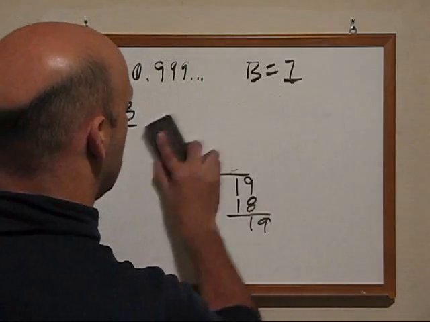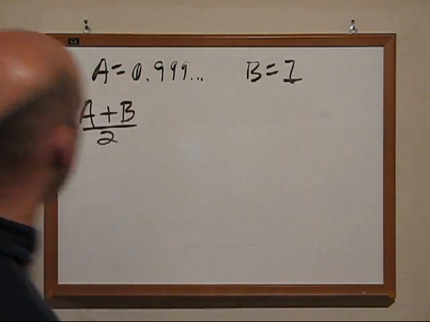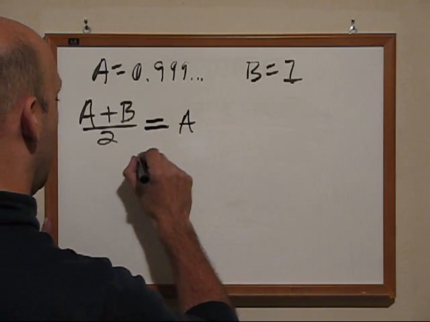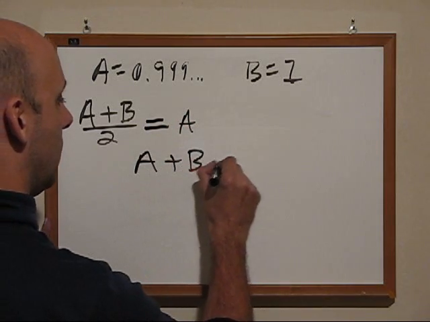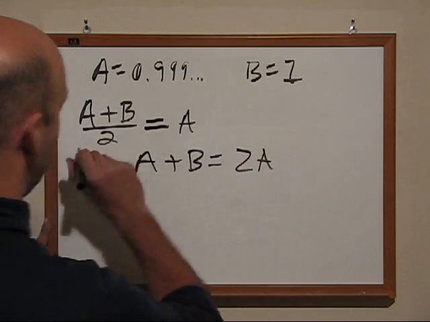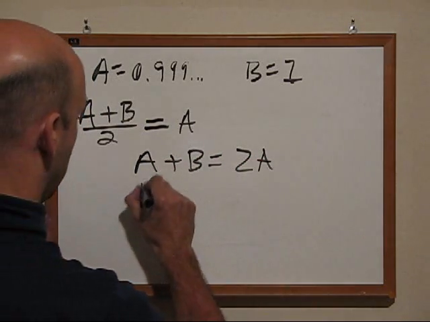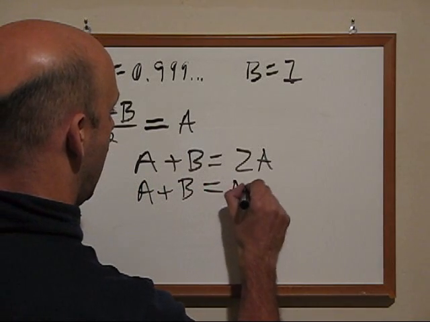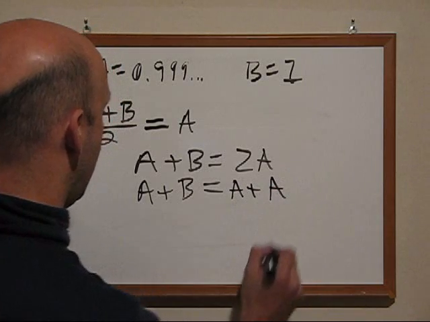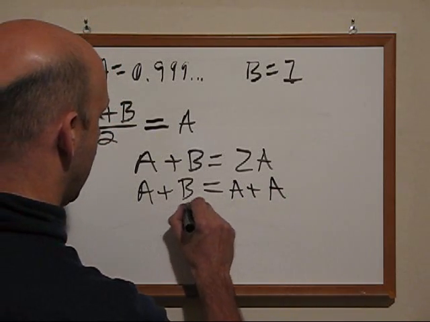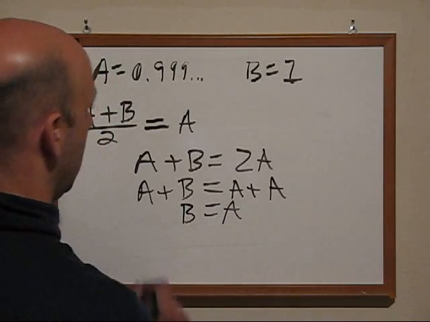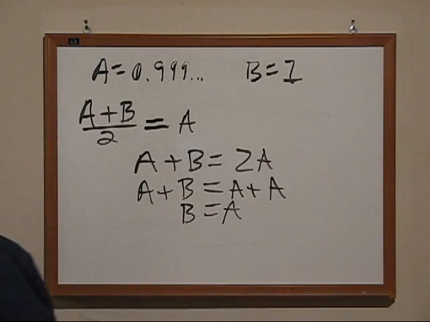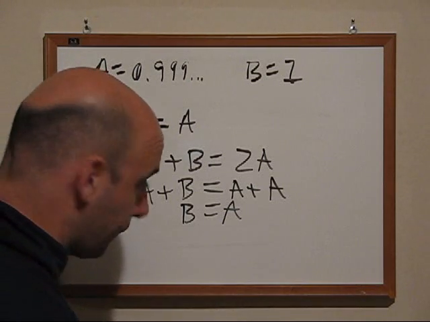So, what we get is A plus B divided by 2 is equal to A, or A plus B equals 2A by multiplying both sides by 2, or A plus B equals A plus A. Subtract A from both sides, we get B equals A, which essentially says that 0.9999 repeating is equal to 1.